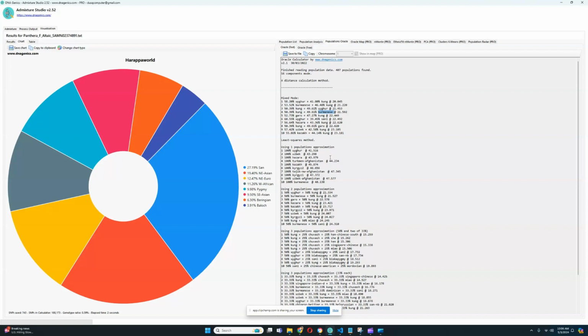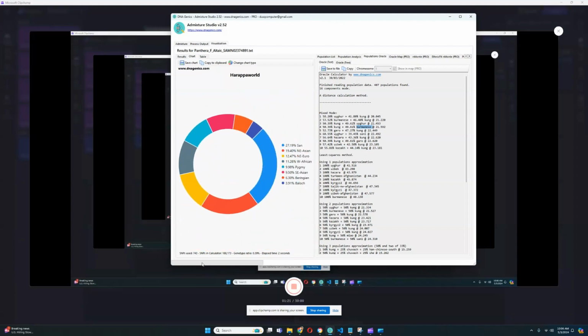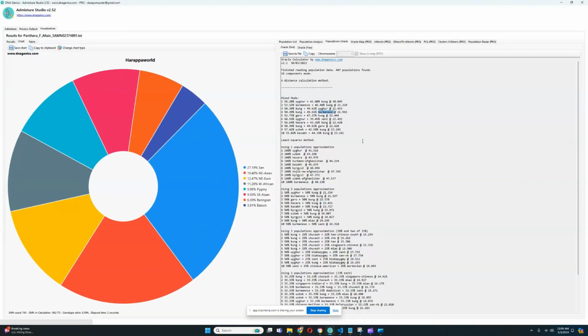Let's see the prediction with Harappa World. Let me zoom out a little bit. SNPs used: 743 SNPs. That's definitely quite good. Good coverage for sure, but I'm not sure how much I trust her scoring 12.47% Northeast European.